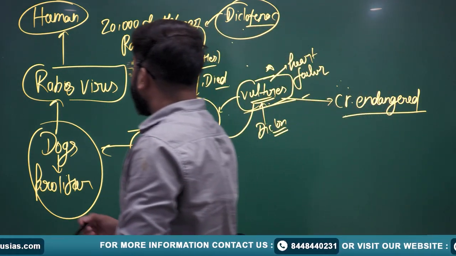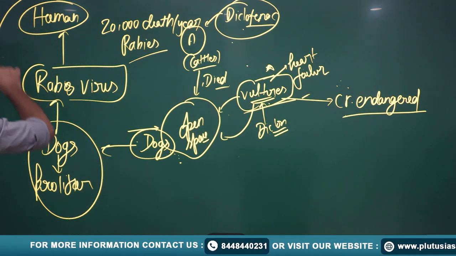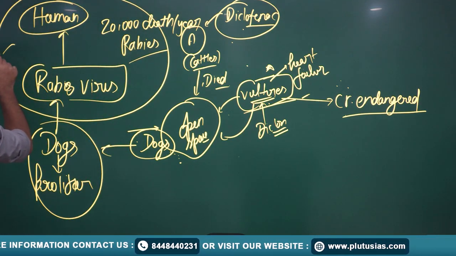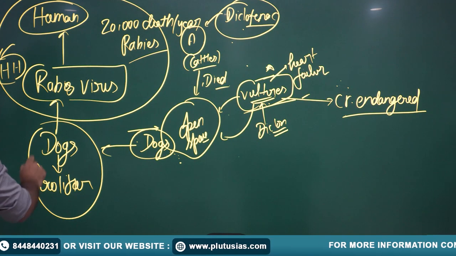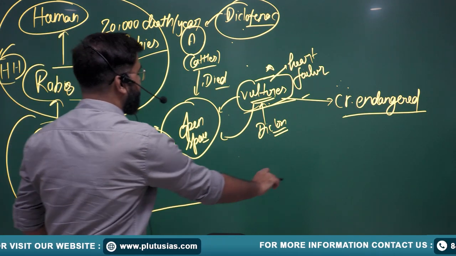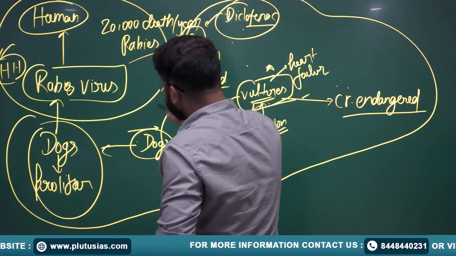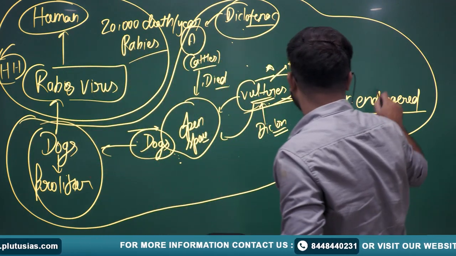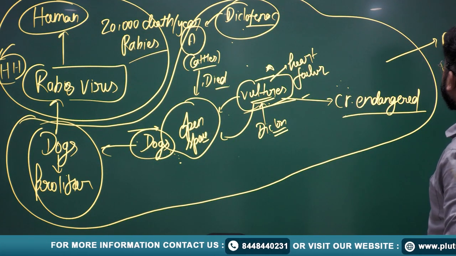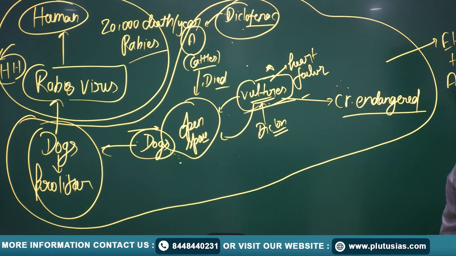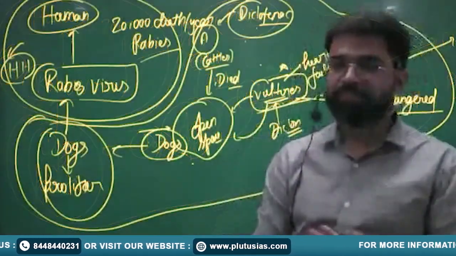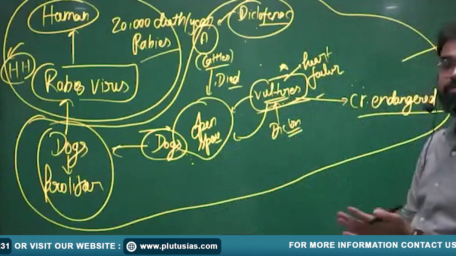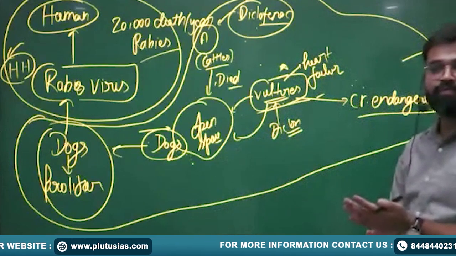So basically, this is nothing but human health. This entire diagram is nothing but environment health plus animal health. Hence, they are interconnected. Is it okay? Done with this? Is anything left?